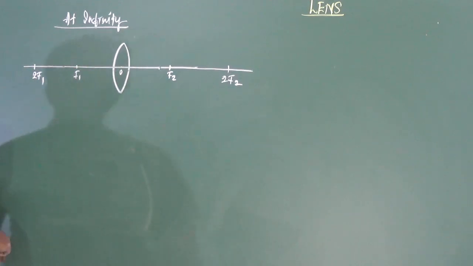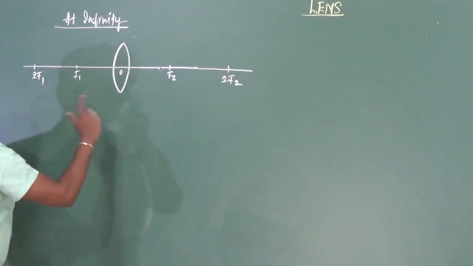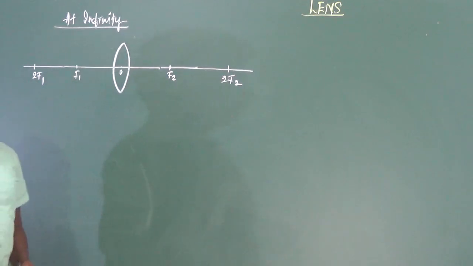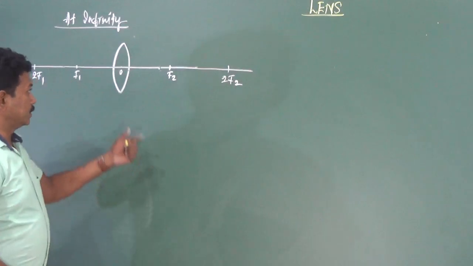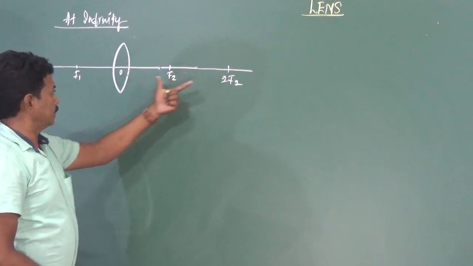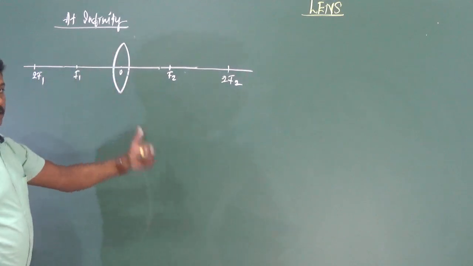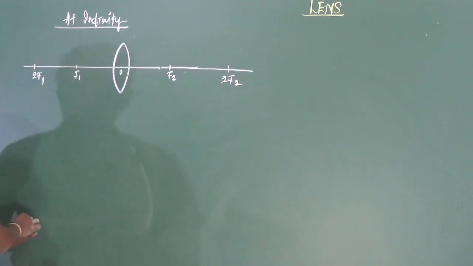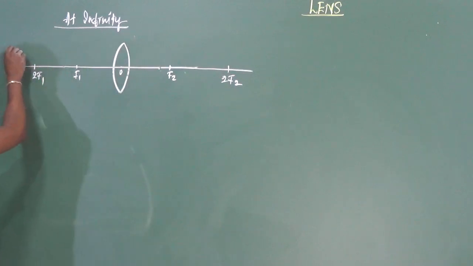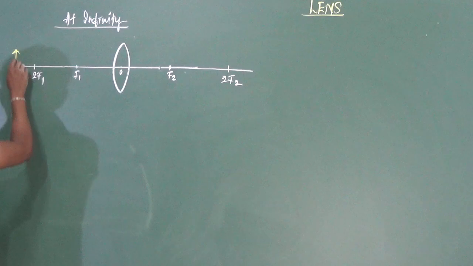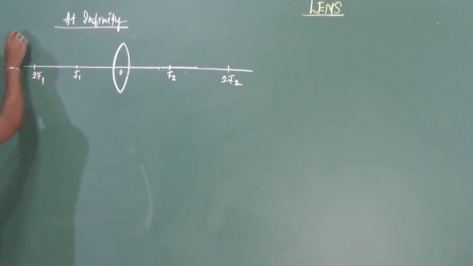You have to get ready with this. If you are drawing ray diagrams in your classwork book, maintain a distance of 2 centimeters, 2 centimeters, 2 centimeters and 2 centimeters. Draw a neat and clean convex lens. Now the object is placed at infinity.